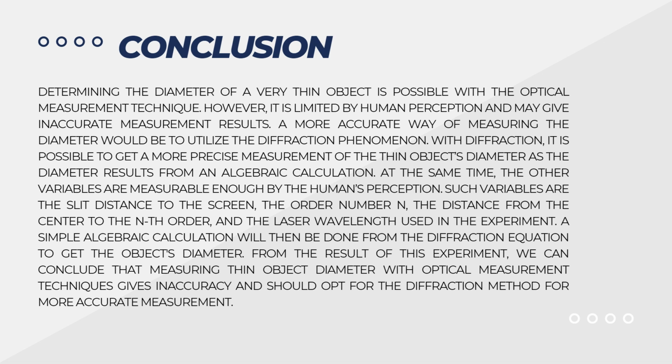To get the diameter, we only need to do an algebraic calculation, and the other variables are measurable enough by human perception. Such variables are the distance from the slit to the screen, the order number n, the distance from the center to the nth order, and the laser wavelength used in the experiment. When we already have those variables, we can do a simple algebraic calculation and hence get the diameter. From the result of this experiment, we can conclude that measuring thin object diameter with optical measurement techniques gives inaccuracy, and we should opt for the diffraction method for more accurate measurement.